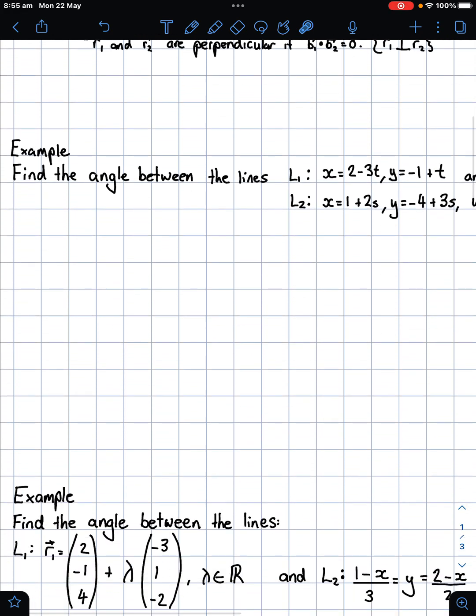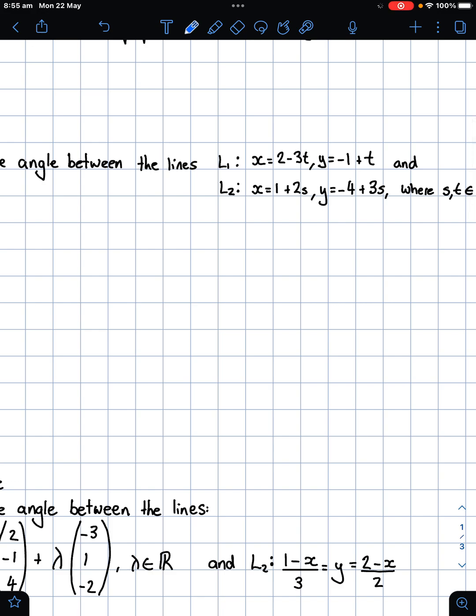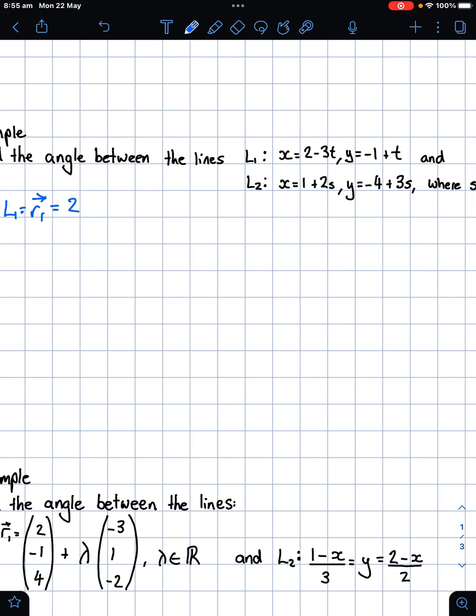So let's have a look at this. Find the angle between the lines. We've been given these two lines here, so we need to consider the direction vectors of these lines. At the moment they are in parametric equations, but we might consider line 1. I'm just going to write it as R1. It's going to equal (2, -1) plus t times (-3, 1). Now this vector here is our B1, our direction vector.